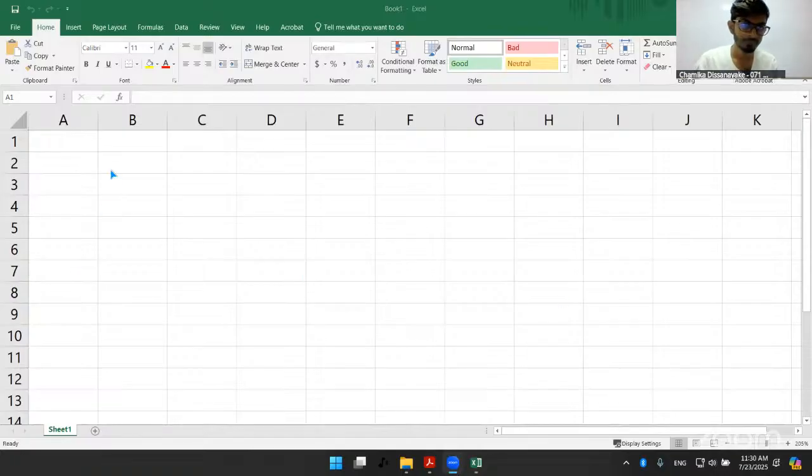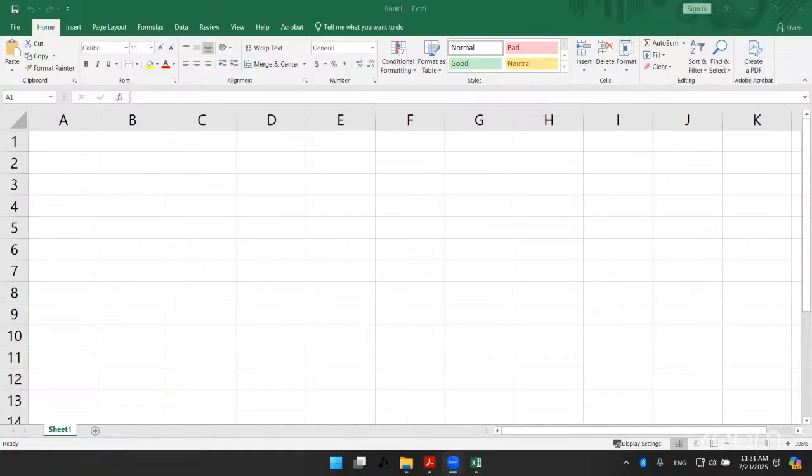Let's start. This is the interface of Excel. When we talk about the interface, we have to learn the things we have in it. Here there is a name called Book1 and Excel. This bar is called the title bar.